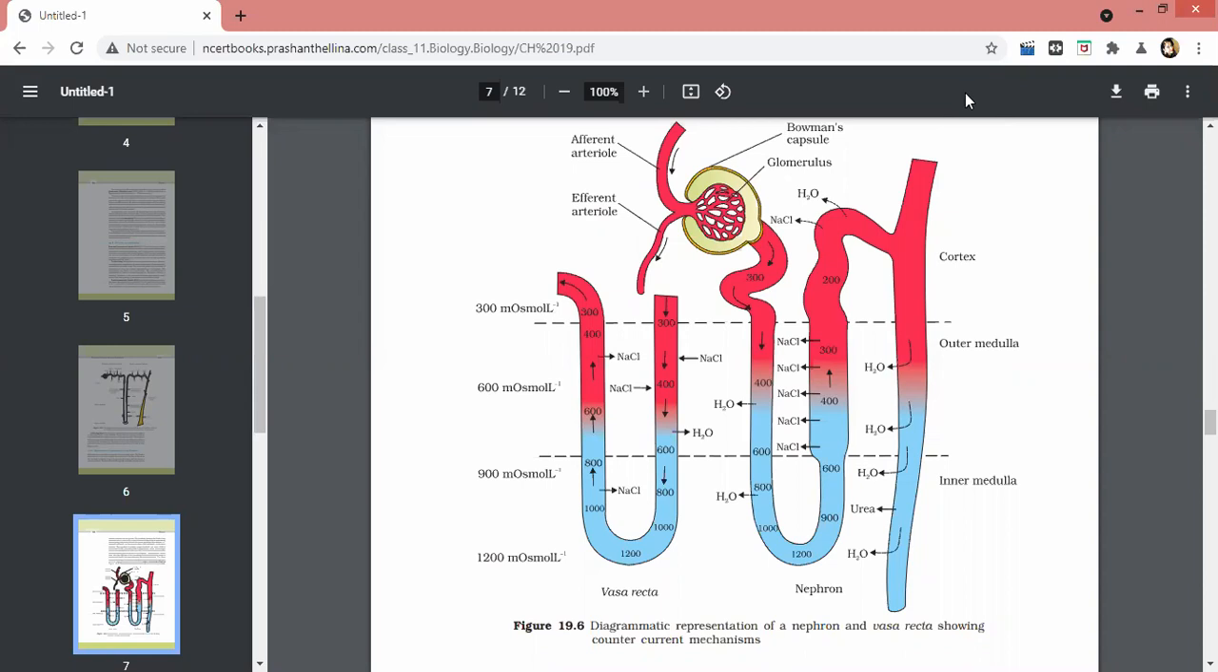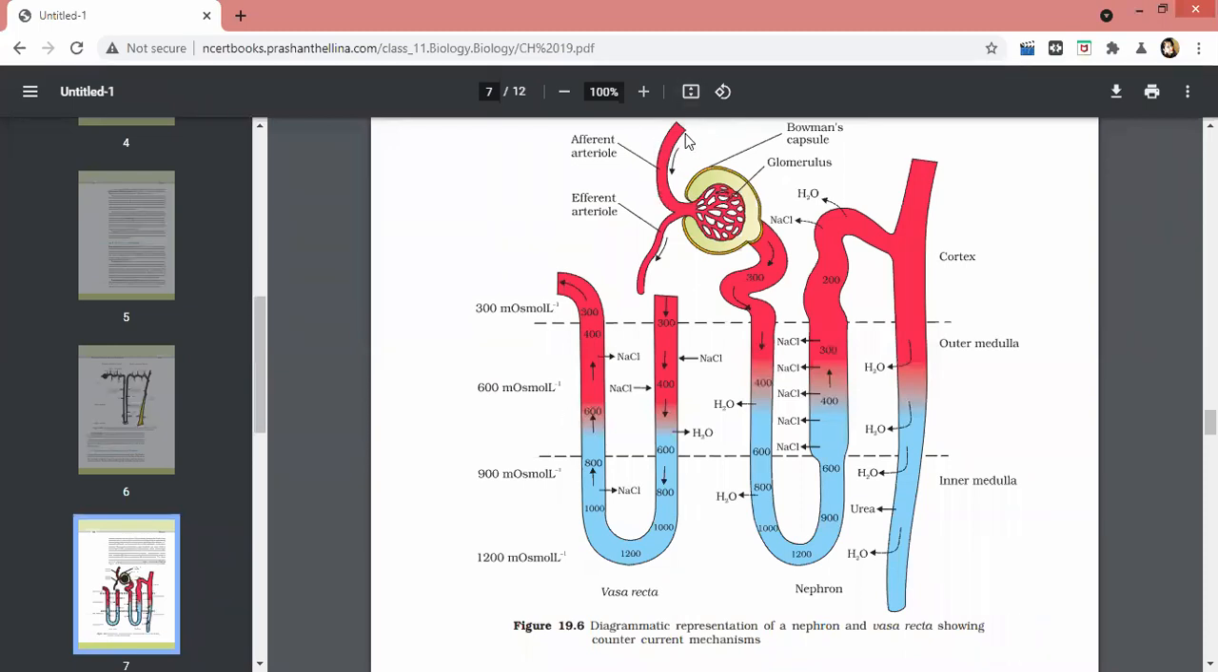Now, let's start with the efferent arteriole and the afferent arteriole. The efferent arteriole is going to bring the blood, which has waste materials. And this is the glomerulus, where the network of capillaries is formed, and this is the region where the filtration of the blood takes place. Whatever blood has been filtered is then carried with the help of the afferent arteriole.